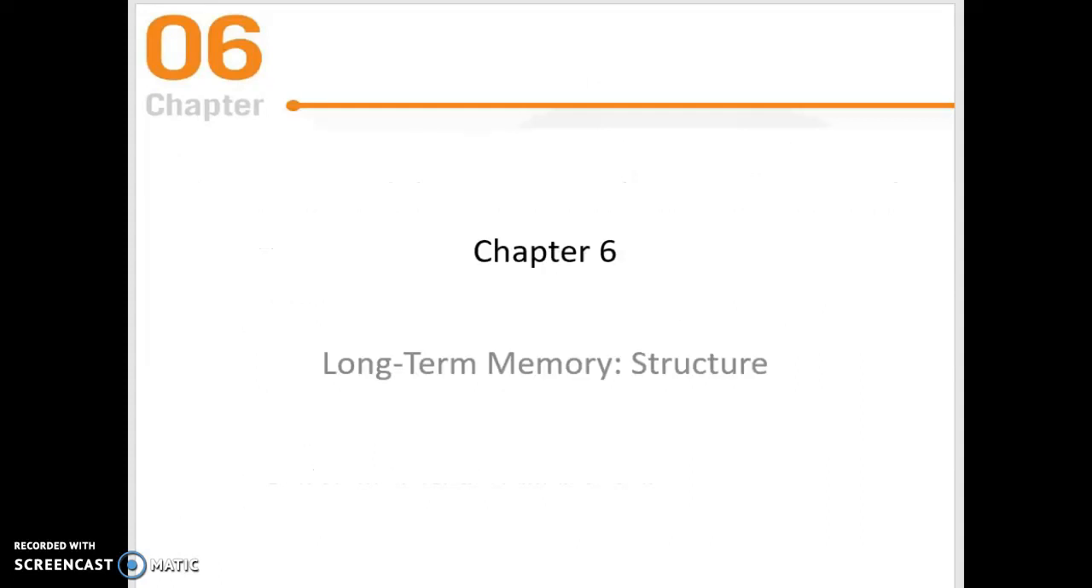This is the third part of our Chapter 6 on long-term memory PowerPoint presentation. In this section, we're going to cover the remember, know procedure, and we will also talk about the difference between explicit and implicit memory.